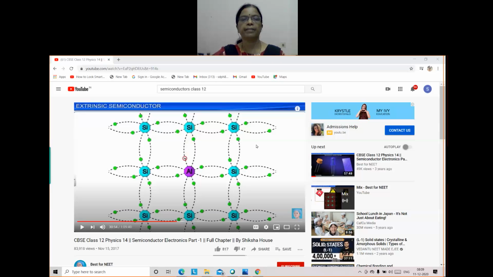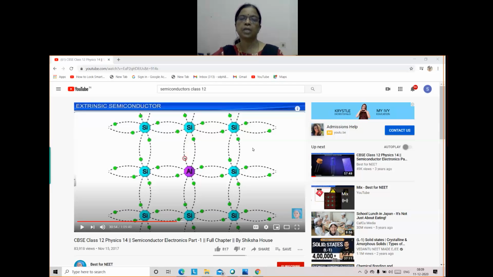Then as the temperature increases, what happens? Temperature increases, bonds break. Even at room temperature, that temperature is enough to break the covalent bond. So even at room temperature, the bonds break and electrons are freed. And when an electron leaves the crystal lattice, one hole is left behind.